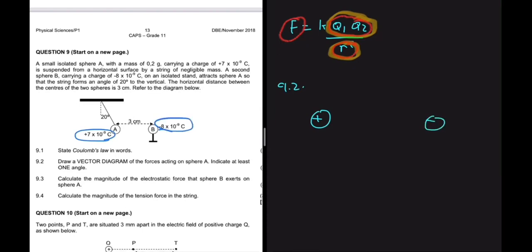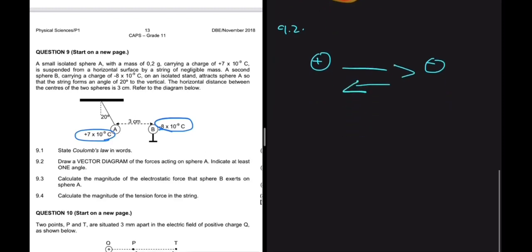So how does a positive charge interact with a negative charge? They attract each other, right? So sphere B will be pulling sphere A to the left, and then sphere A will be pulling sphere B to the right. So if we draw in a vector diagram of the forces acting on sphere A, then we should have a vector that shows the electrostatic force that sphere B exerts on sphere A, right? And then apart from that, there's a gravitational force acting on sphere A, right? So we should have another vector pointing downwards, which we can name weight or FG.